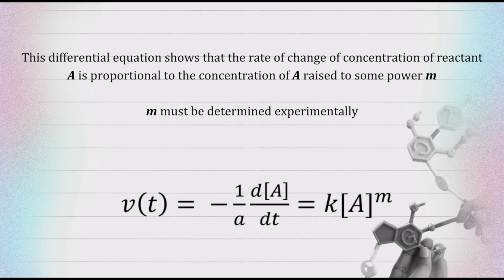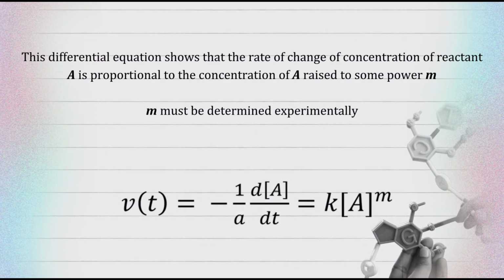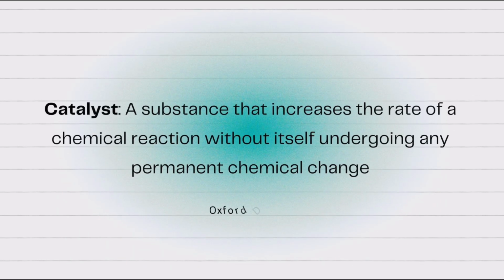Many chemical reactions' rates only depend on changes in reactant concentration, so this differential equation showing that the rate of reaction concentration with respect to time is proportional to the concentration of that reactant raised to an experimentally derived power can be used. If reactions in our body like respiration, digestion, and protein synthesis were allowed to proceed without a catalyst, the rate of reaction would be far too slow to sustain life.